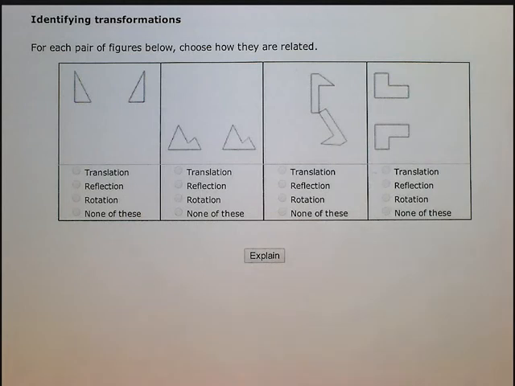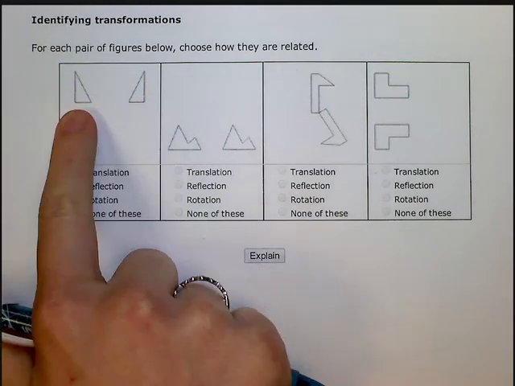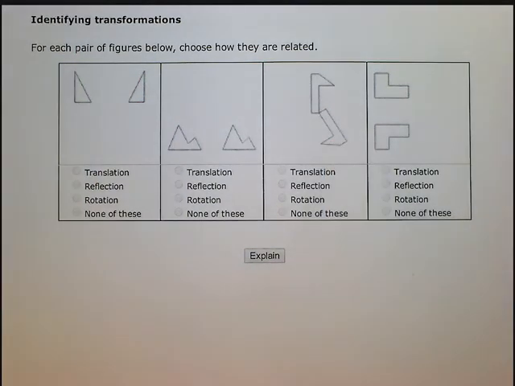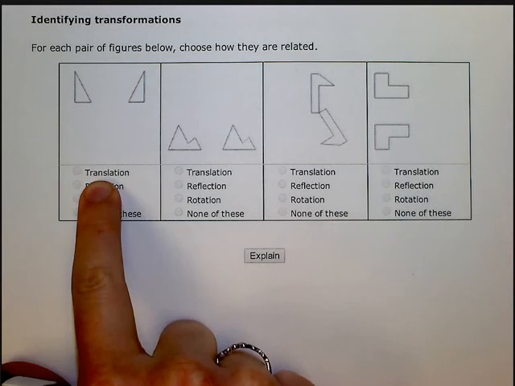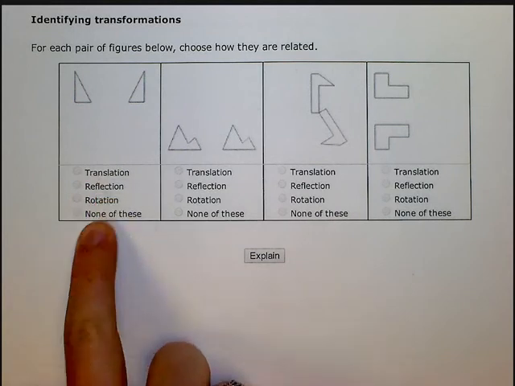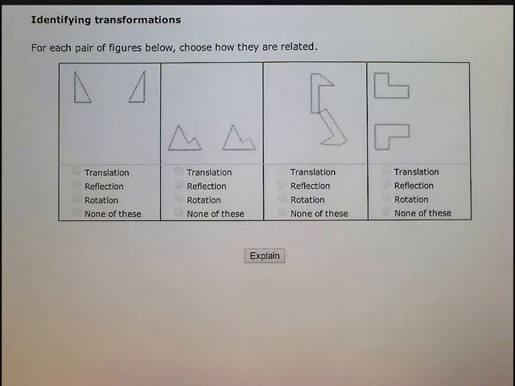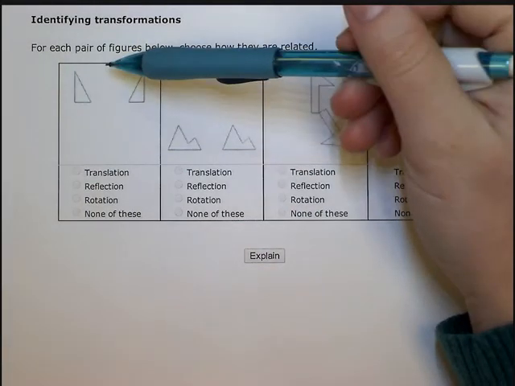Identifying transformations. For each pair of figures below, choose how they are related. Okay, so they give me a pre-image and an image for each of these, and they ask me whether they're related by translation, reflection, rotation, or none of these. Okay, so right here, right away, a couple different ways you can see this one.